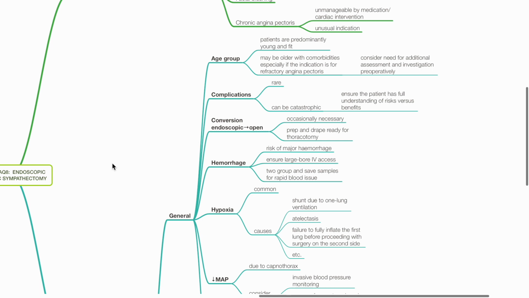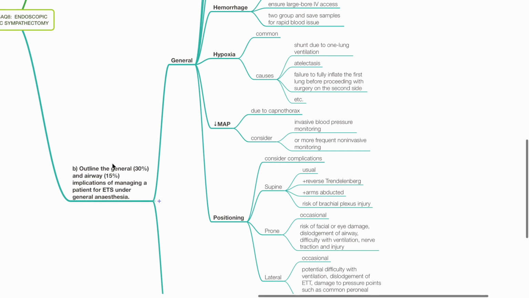Complications are rare, however can be catastrophic. Ensure the patient has full understanding of the risks versus benefits. Conversion from endoscopic to open sympathectomy is occasionally necessary. Prep and drape ready for thoracotomy. There is risk of major hemorrhage. Ensure large bore IV access is available and 2 group and safe samples for rapid blood issue.